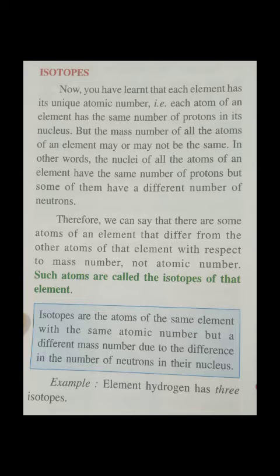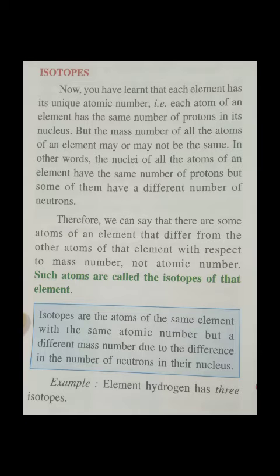So if two atoms of the same element exist in which the atomic number, that means the number of electrons and protons, is the same, but due to the difference in the number of neutrons in the two atoms, the mass number of the two atoms changes, right? It becomes different. These atoms are called isotopes, right? An example of an element in which isotopes exist is hydrogen.